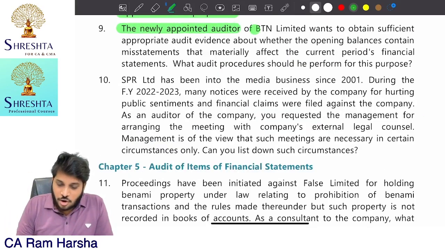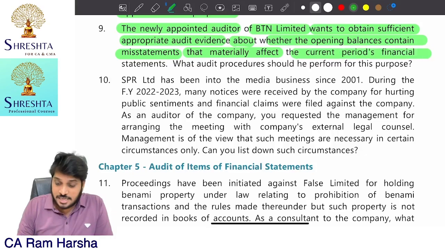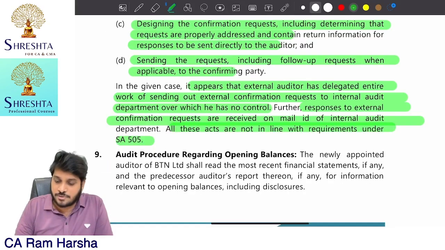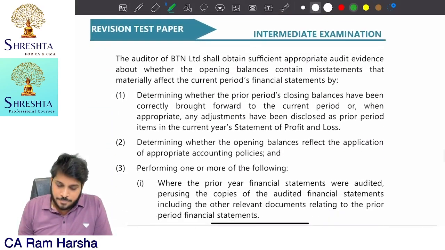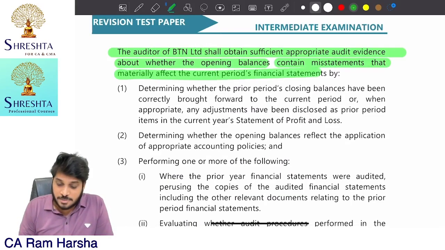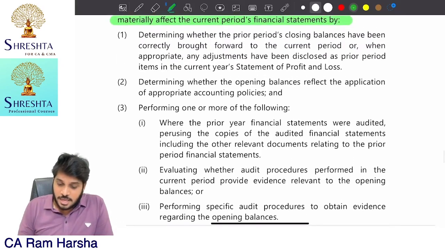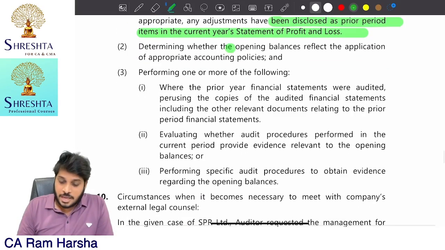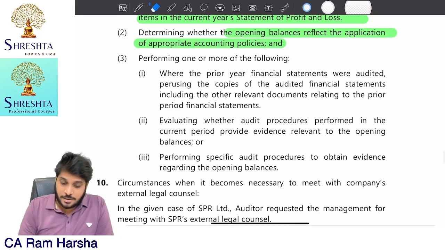The newly appointed auditor of BTN Limited wants to obtain sufficient appropriate evidence about whether opening balances contain misstatements that materially affect the current period financials. What procedure should he perform? Very straight, simple. The auditor of BTN Limited shall obtain sufficient appropriate evidence about opening balances, whether they contain material misstatements that affect the current period, by checking whether prior period closing balances were correctly brought forward, whether any adjustments were disclosed as prior period, and whether opening balances reflect accounting policies consistently applied.